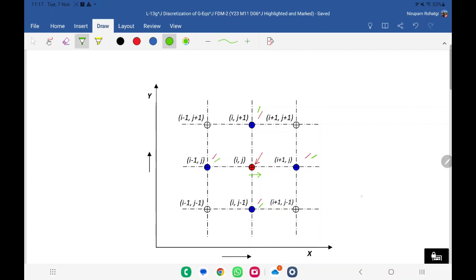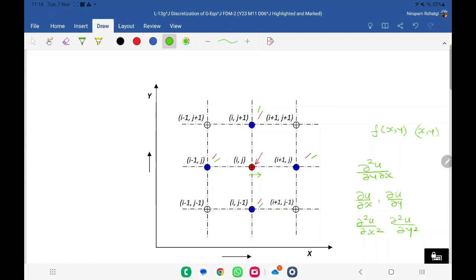Whenever you are talking about del u by del x or del u by del y or del square u by del x square, del square u by del y square, these are the derivatives. There is another, del square u by del y del x. These are the 5 derivatives. 3 of them are second derivative, 2 are first derivative. On what do they depend? They depend on the function and the point. So basically they are a function of f(x, y) and x, y.